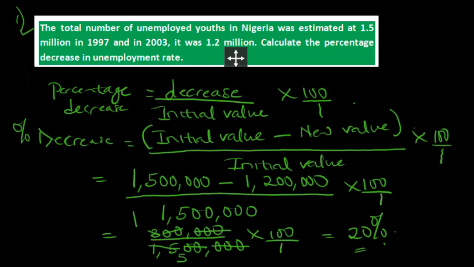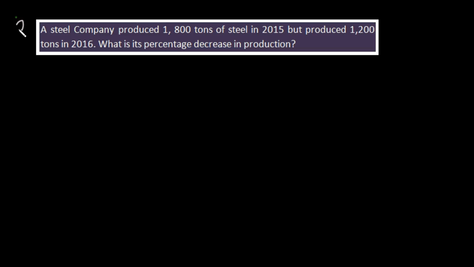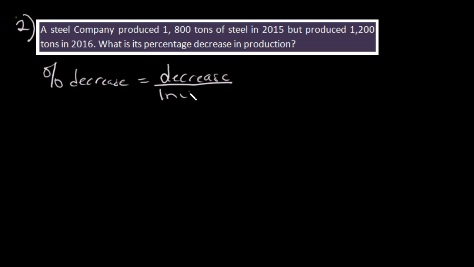Another example: a steel company produced 1,008 tons of steel in 2015, but produced 1,002 tons in 2016. What's the percentage decrease in production? So we have said percentage decrease is calculated as decrease over the initial value, multiplied by 100 over 1.